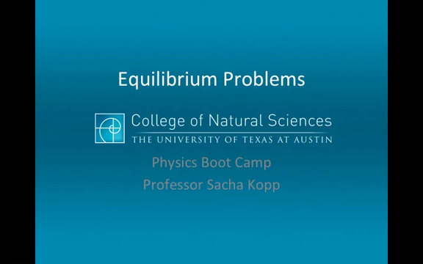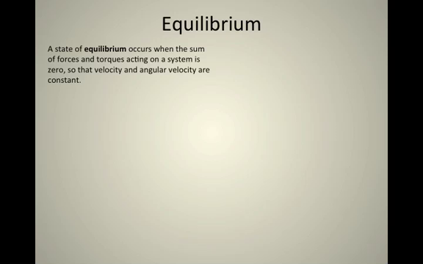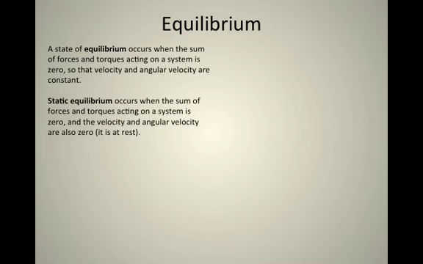We're going to use our tools of torque and force now to consider what we call equilibrium problems. Equilibrium is a situation where the sum of the forces acting on a system is zero and the sum of the torques acting on a system is zero. By Newton's laws, that means that the linear velocity and the angular velocity of this system will be constant.